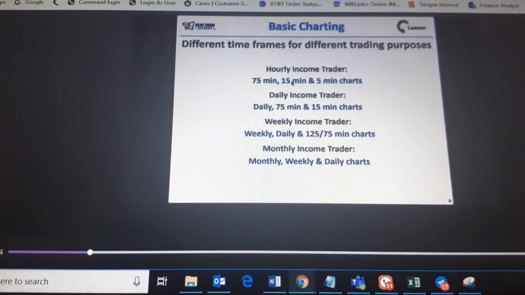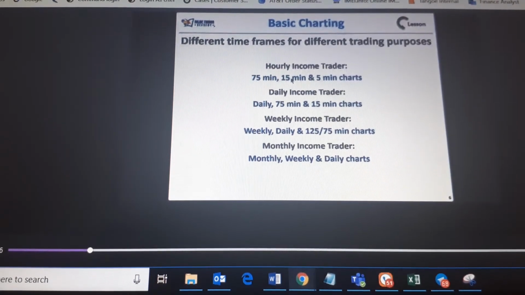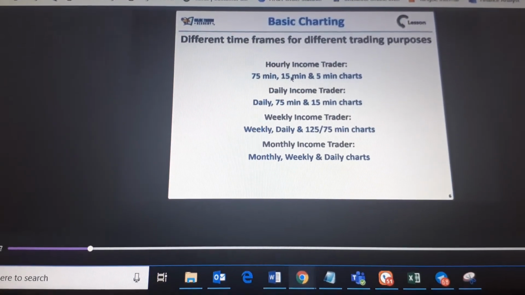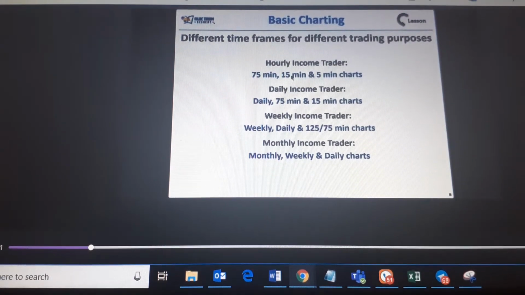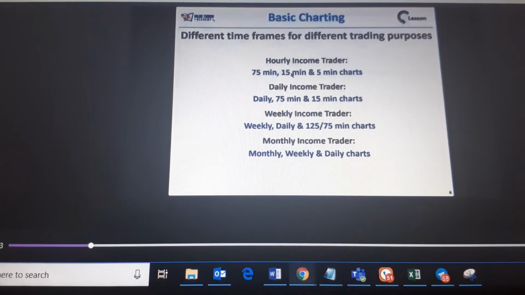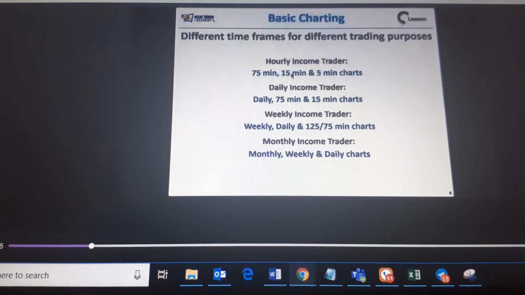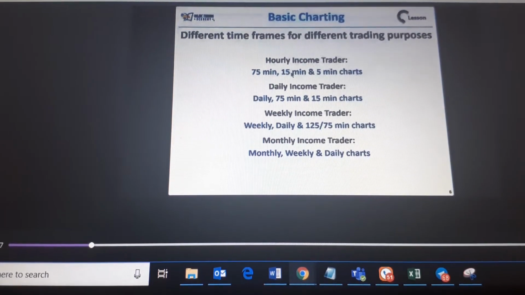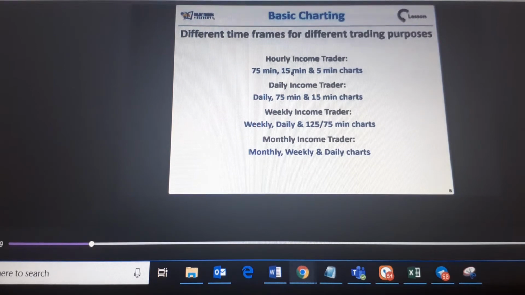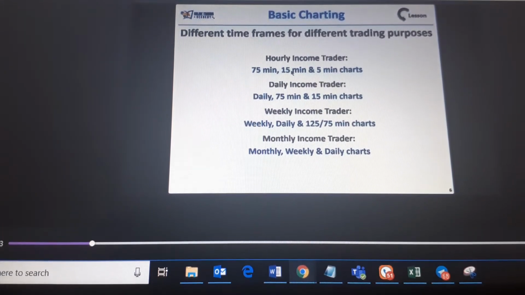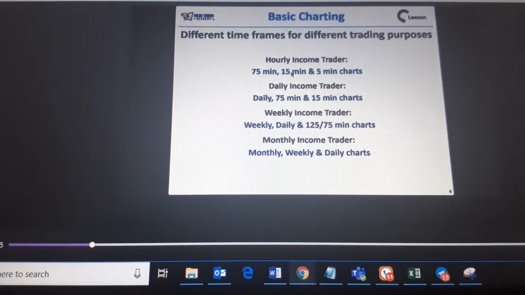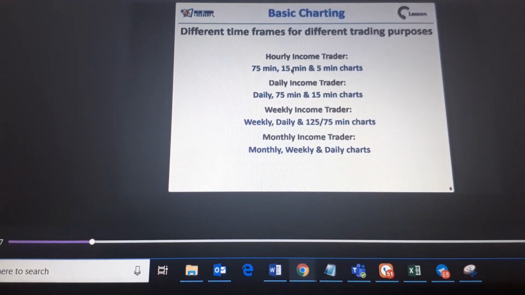You know, the different time frames for different trading purposes. Now in our curriculum, in our Ignite, we have 4 styles of trading. One is your hourly income trader, second is daily income trader, third is weekly income trader, and fourth is your monthly income trader.